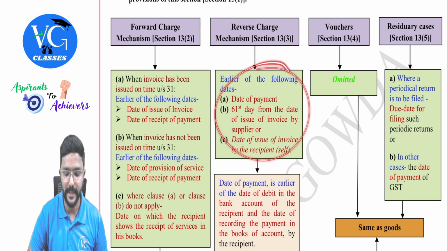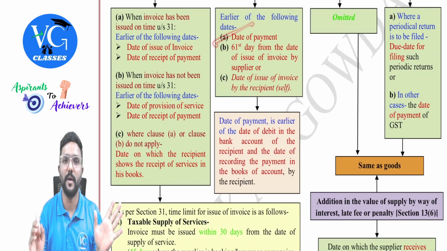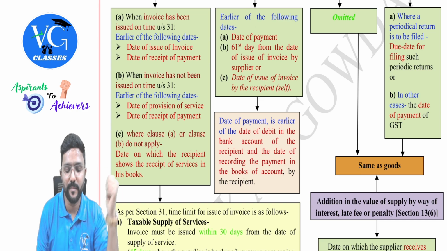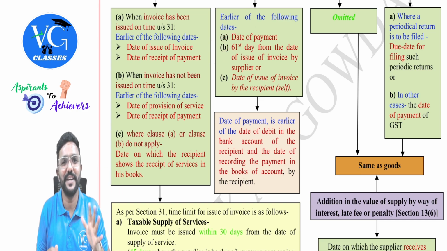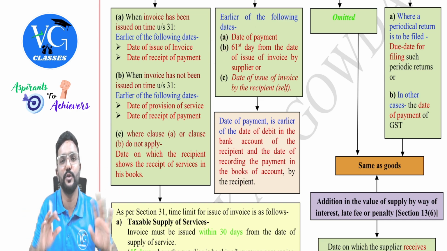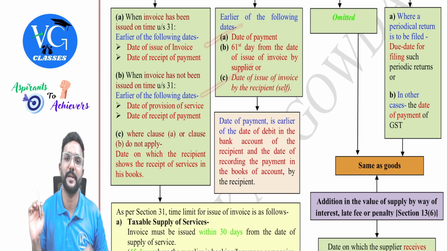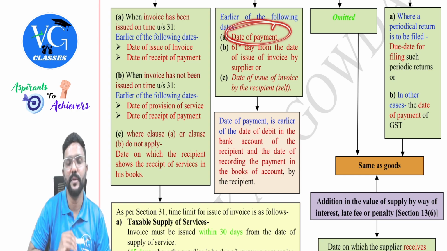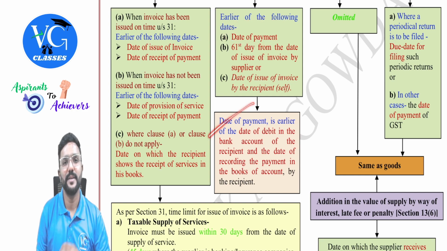I will explain this again. So date of payment is common. If invoice is issued by supplier, A or B, whichever is earlier. If invoice is not issued by supplier, then recipient will do self-invoicing, then A or C, whichever is earlier. So anyway, A is common. So what is A? Simple.